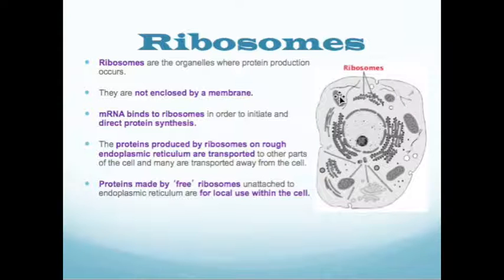Alright, ribosomes. Ribosomes can be found in two locations. They can be found free-floating in the cytosol, or they can be attached to the rough endoplasmic reticulum. Now, DNA is transcribed into mRNA. The mRNA leaves the nucleus and goes to one of these places, either the free-floating cytosol ribosomes or the ribosomes on the rough endoplasmic reticulum. The ribosomes on the rough endoplasmic reticulum synthesize protein for export, and the ribosomes in the free-floating cytosol synthesize proteins for the cell to use itself.